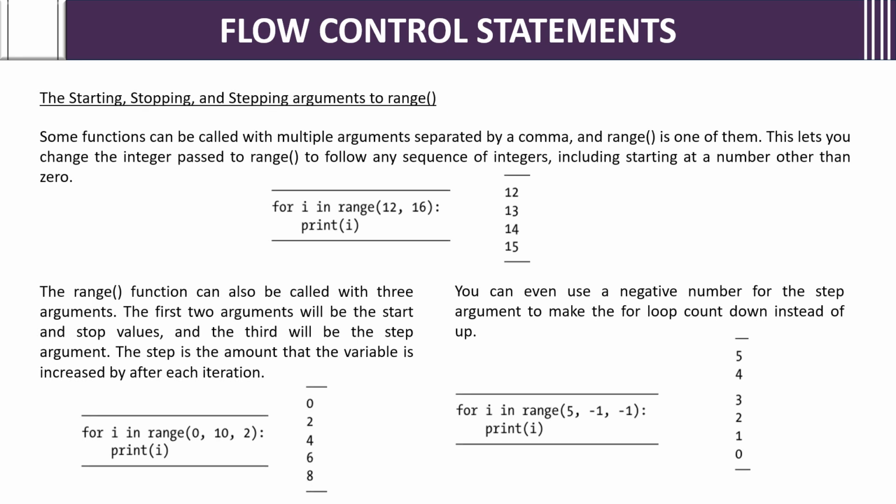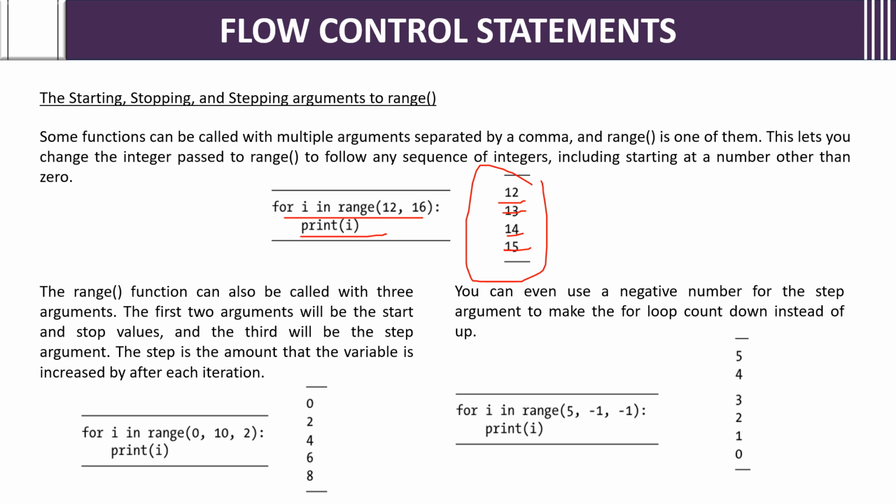The starting, stopping and stepping arguments to range. See, some functions can be called with multiple arguments separated by a comma, and range is one of them. This lets you change the integer passed to range to follow any sequence of integers, including starting at a number other than 0. As I told you in a previous slide, we can pass 3 arguments. Now we will see with 2 arguments. For i in range(12, 16): print(i). 12, 16 means what? It will print 12, 13, 14, 15; 16 it will not print.